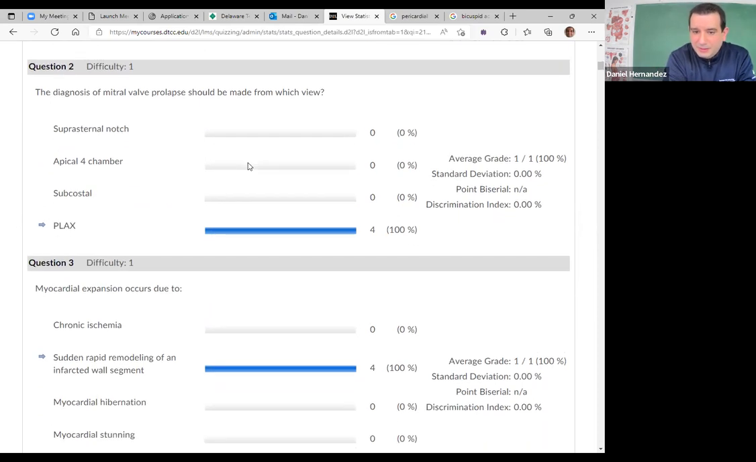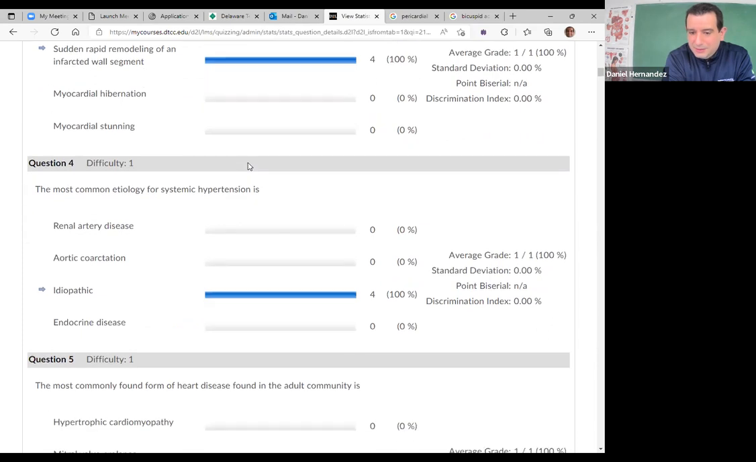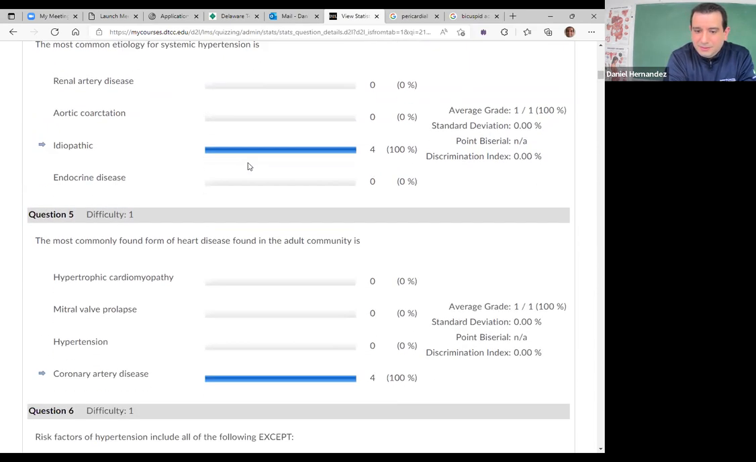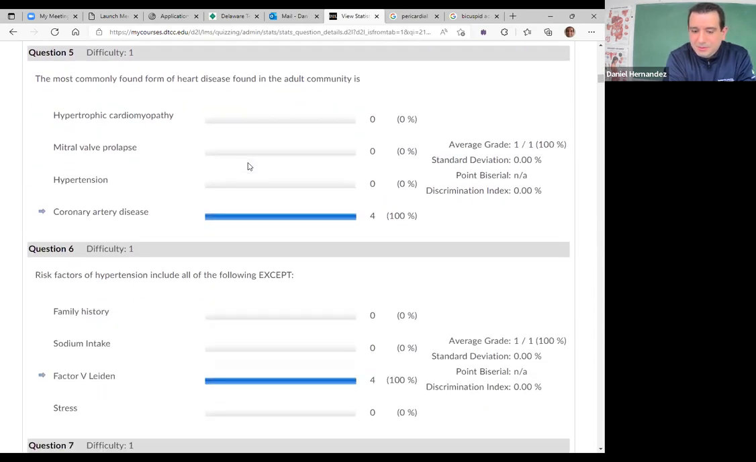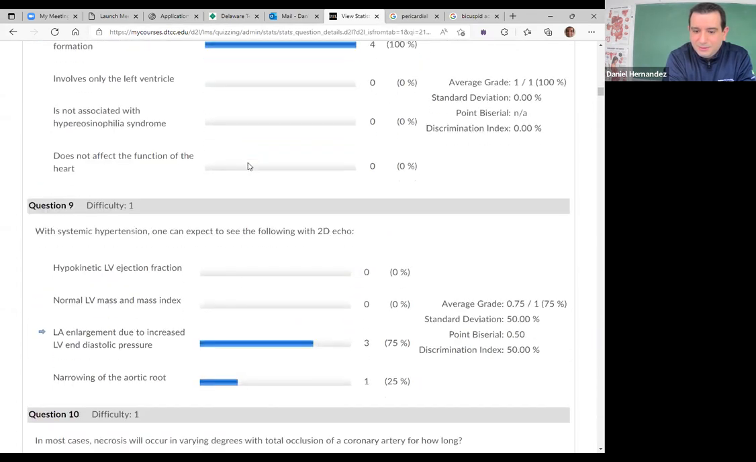So you guys got all that: mitral prolapse, myocardial expansion, good. Systemic hypertension, coronary artery disease, factor 5, got all right, good.